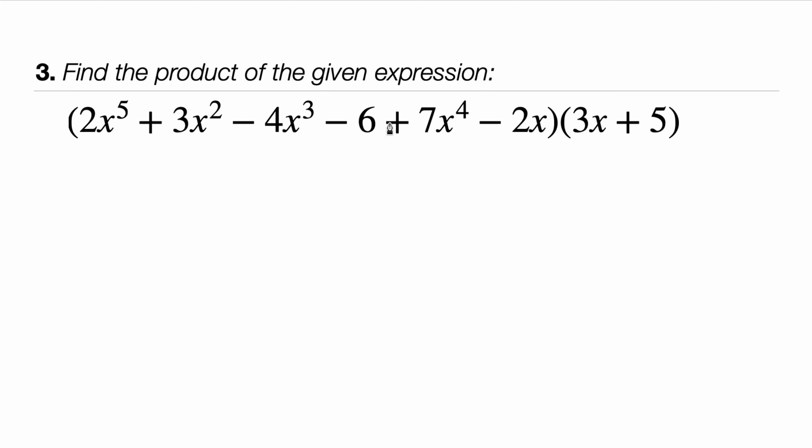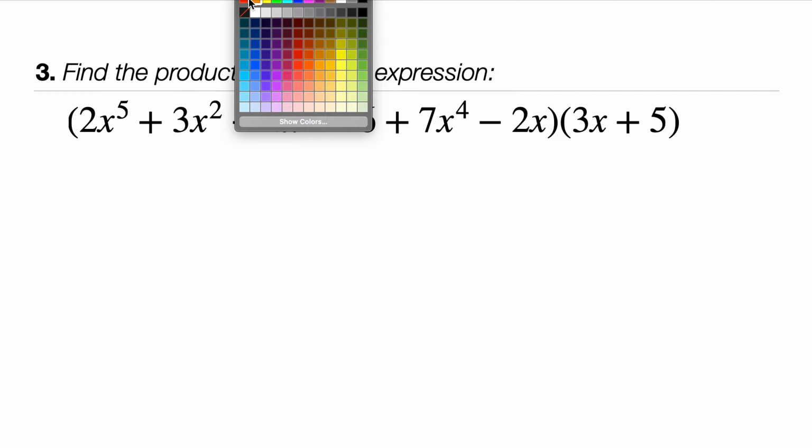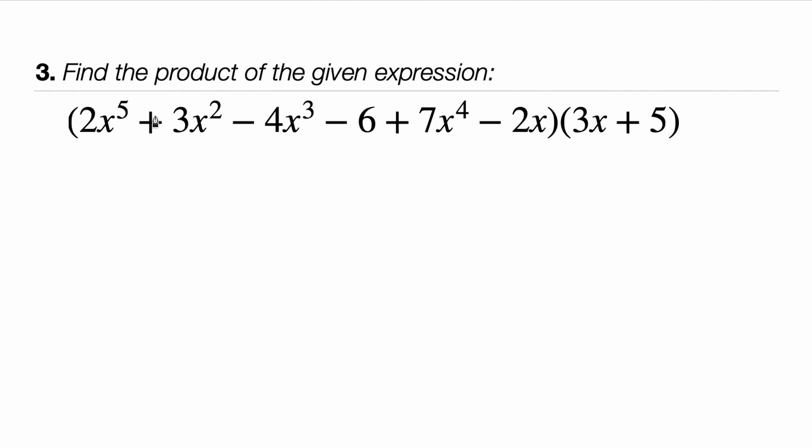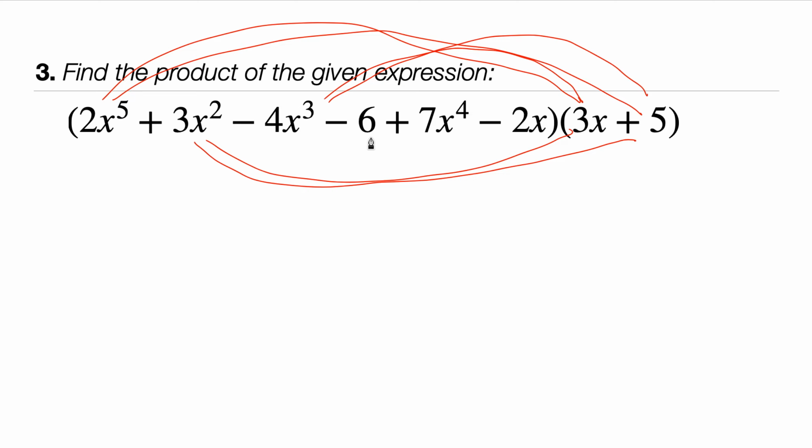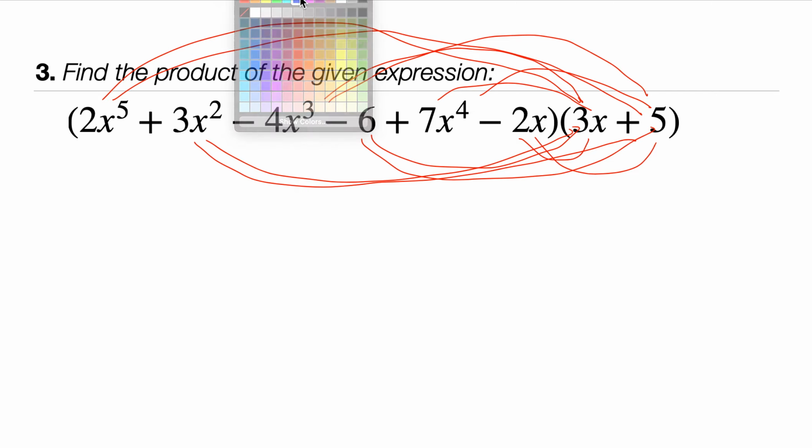For number 3, find the product of the given expression. So likewise, we will do the distribution of terms. First up, we will multiply 2x to the fifth by this, and then multiply this term here, and this term here, and then the minus 6, and the remaining terms here and there. So let's do that one by one. Okay, this is quite tasky.